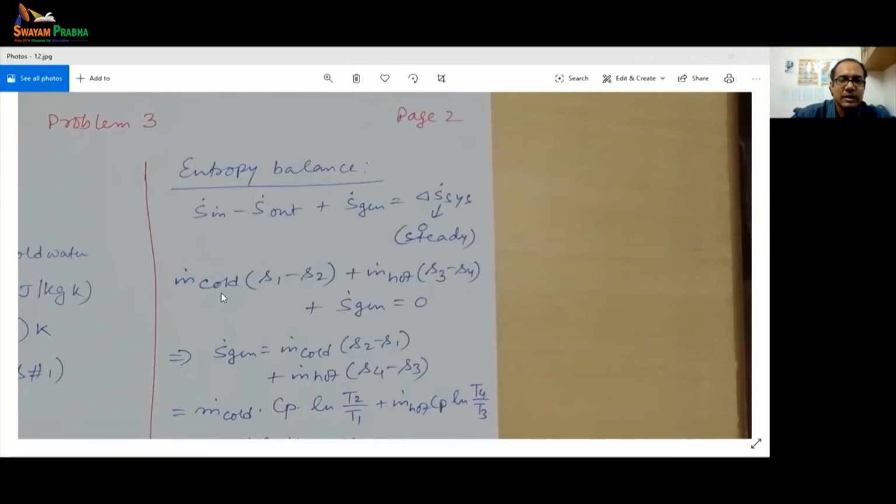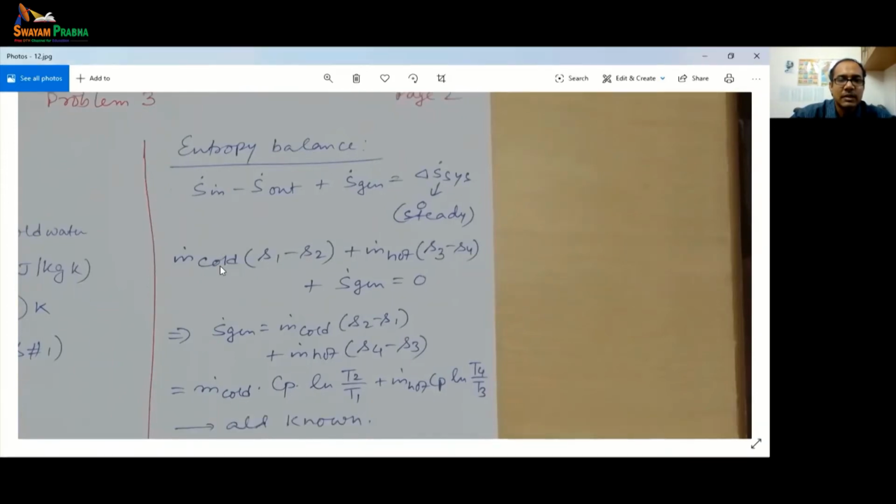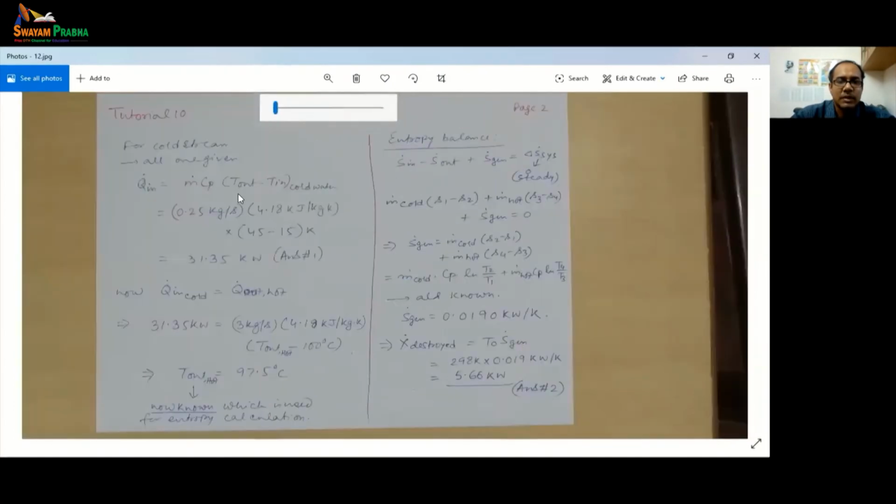So what we can write is m dot cold, that means the cold water mass flow rate, multiplied by S1 minus S2. So let's go back and see what we mean by S1 minus S2.